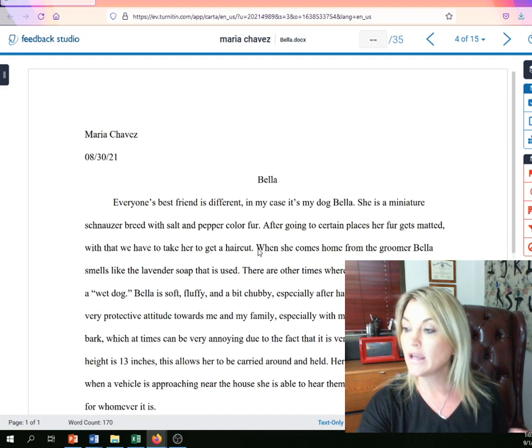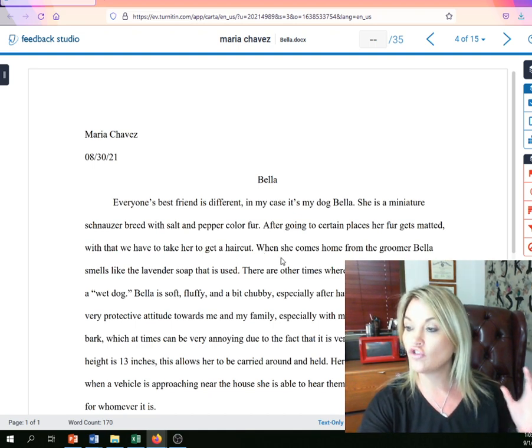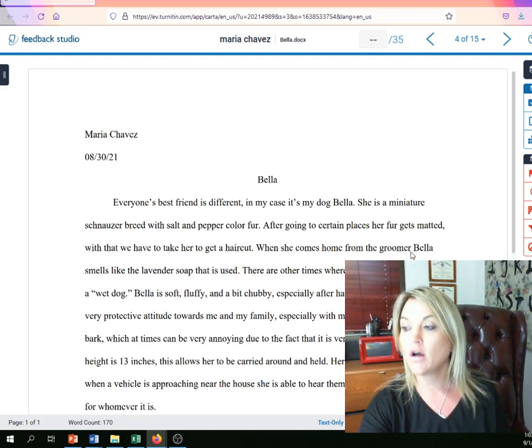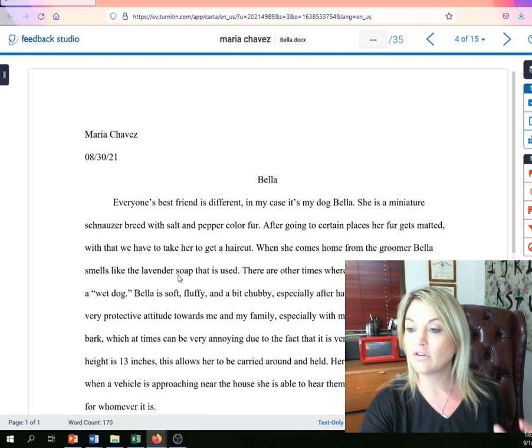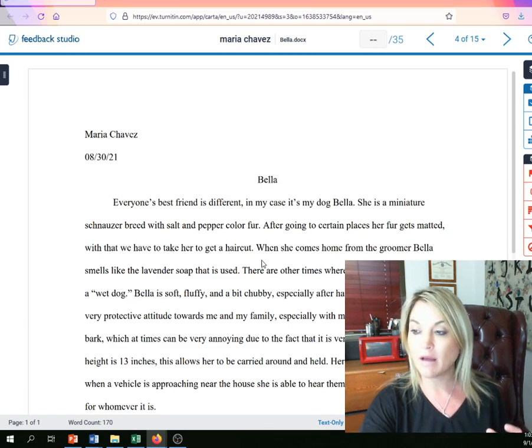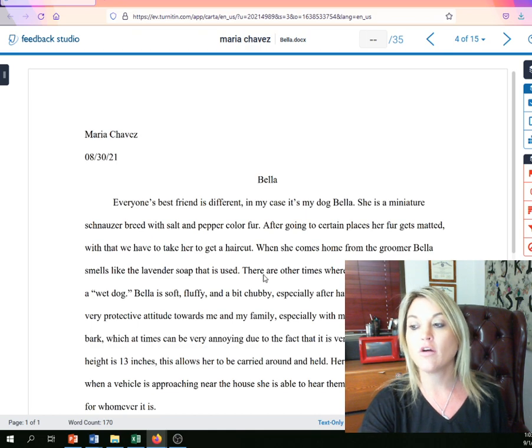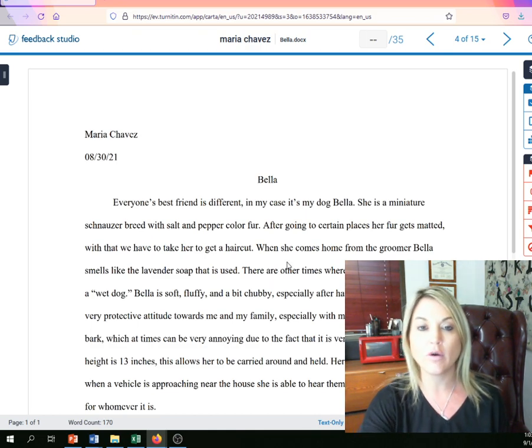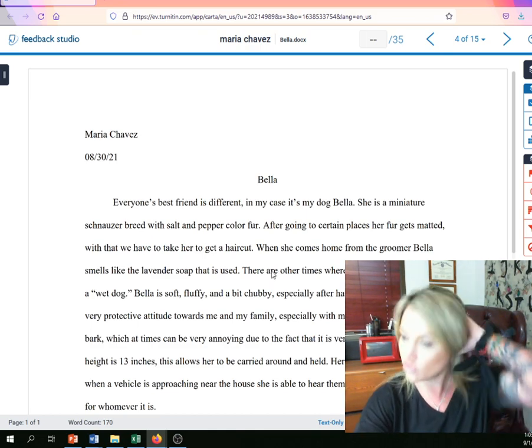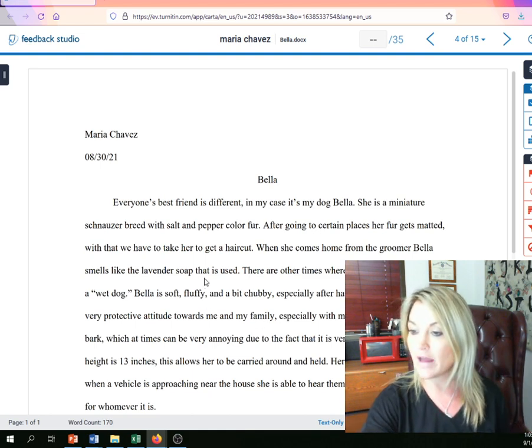Okay, again with the introductory clauses: when she comes home from the groomer, comma, Bella smells like the lavender soap that is used. So there are other times when she does indeed smell like a wet dog. I like that, but I would say that usually when she comes home from the groomer, although there are other times. I think we talked about that in class on one of your questions. So that's how I would have done that.